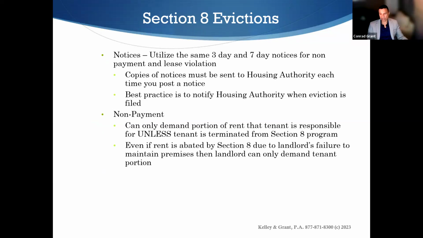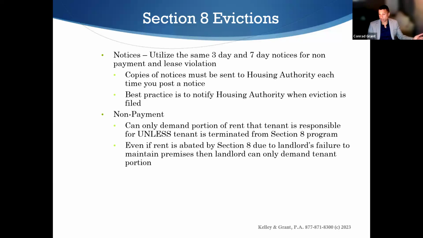Section 8 evictions work just the same. All the things I explained to you, serving the notices, it works exactly the same, except you have to send copies of the notices that you serve to the housing authority. If it's a non-payment issue, you can only demand the portion of rent that the tenant is responsible for, unless they were terminated from the Section 8 program.